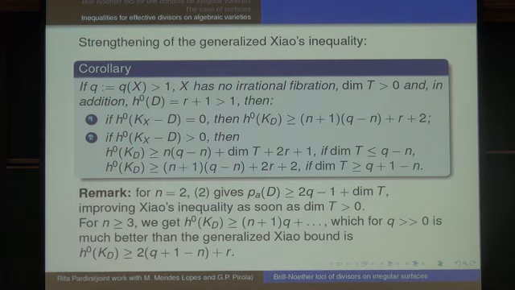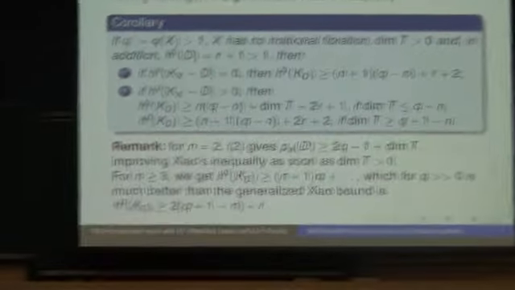So for n greater than or equal to 3, the coefficient here is n plus 1 instead of 2. So for q big it is definitely much better than the uniform bound that you can get without knowing anything about Brill-Noether loci. Okay, I think I'm already over time, so thank you for your patience.